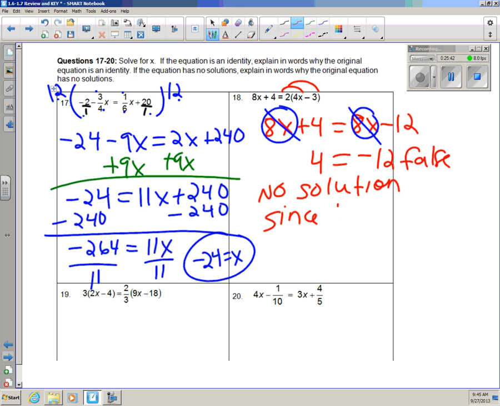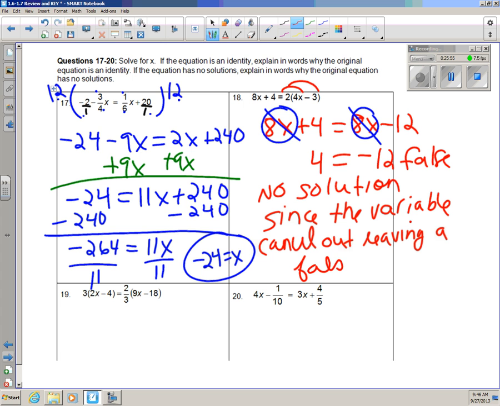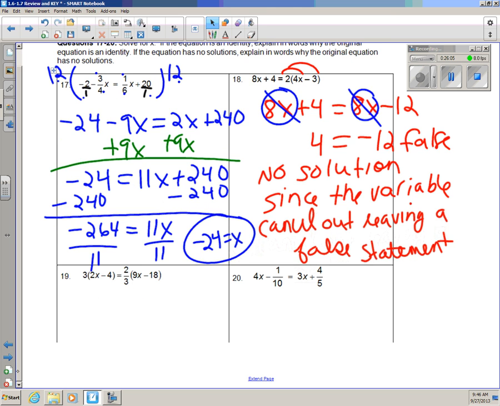Since the variables cancel out, leaving a false statement. All right, no solution. That's your answer. 2 more to go. We're going to get in, I think, under 30 minutes.